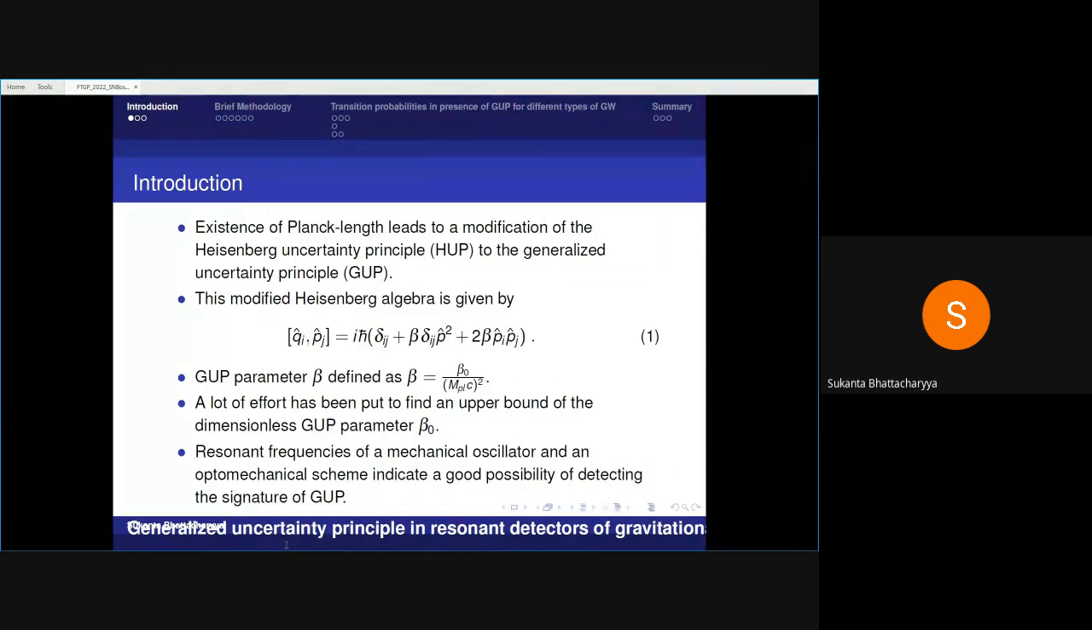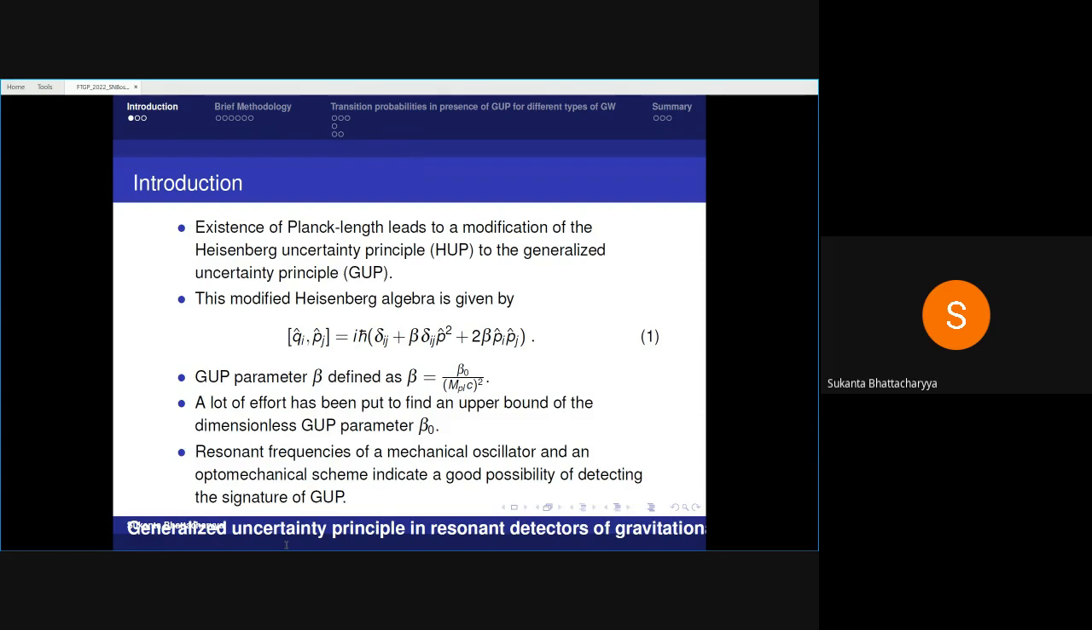Various theories of quantum gravity strongly propose the existence of an observer-independent minimum length scale, namely the Planck length, which is of the order of 10 to the power minus 33 centimeter. In fact, the existence of a minimum length demands modifying the Heisenberg uncertainty principle to the generalized uncertainty principle. Some observations near the Planck energies, along with a combination of thought experiments and rigorous derivations, suggest that the generalized uncertainty principle holds at all scales, and it is represented by the modified Heisenberg algebra, given here in equation 1. Note that all these variables q_i and p_j follow the standard Jacobi identity.